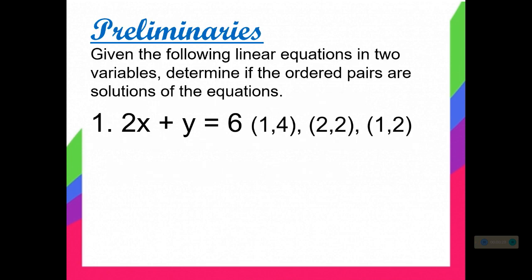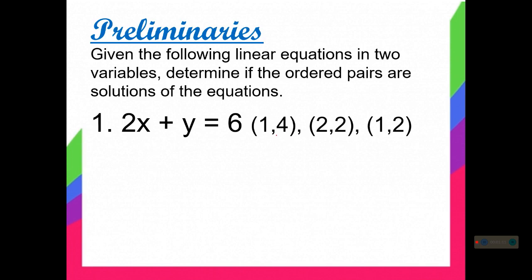For our first activity, given the following linear equations in two variables, determine if the ordered pairs are solutions of the equations. I have here 2x plus y equals 6 and 3 ordered pairs. We are going to check if the given ordered pair is a solution and then cross it out if it is not. Take note that when we say solution, if you substitute the values of the variables, these values will make our equation true. Therefore, the left side and the right side of the equation will be equal.